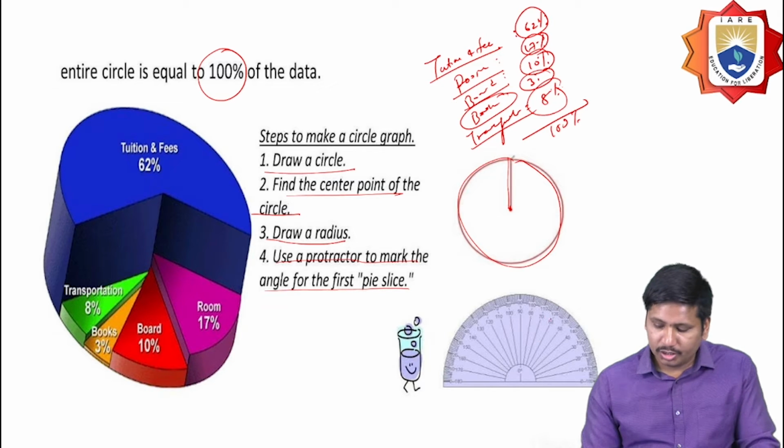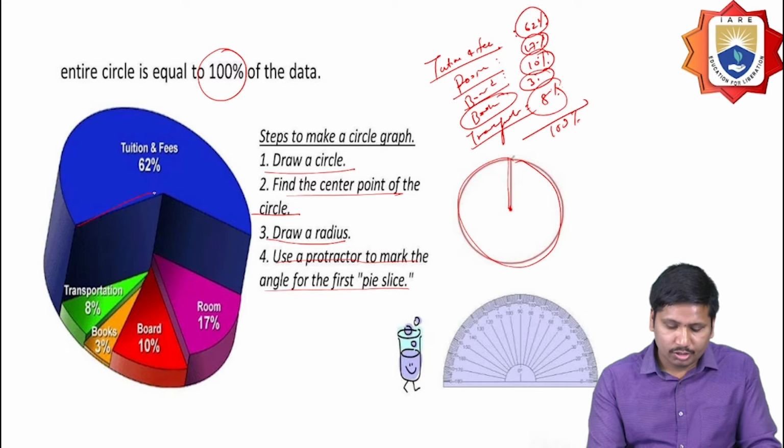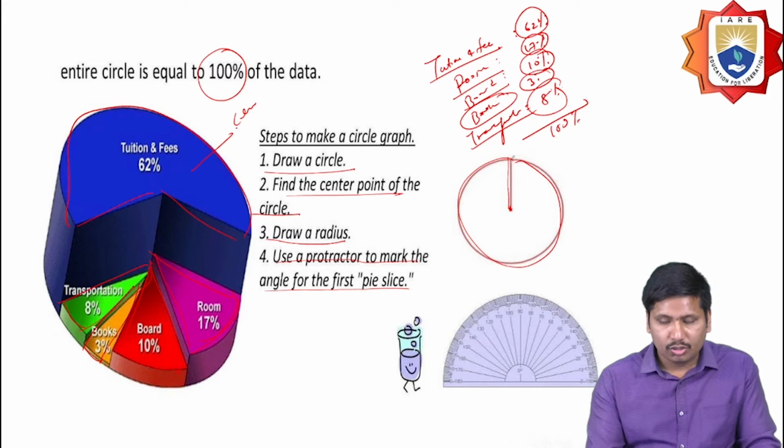So 62%, make a line. So it should be divided into 62%. That should be the tuition fee. And 17% is represented in the form of room, and 10% for the board, and 3% is for books, and 8% is for transportation. So I can make the different colors also, in order to make this presentation very beautiful.